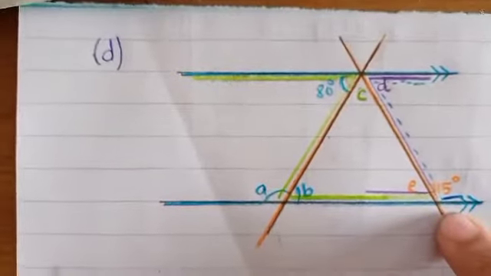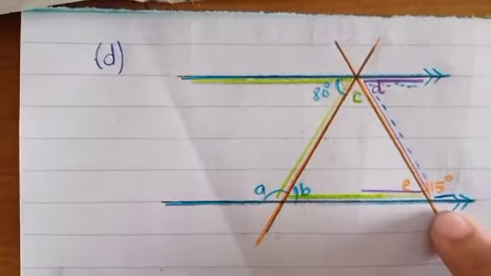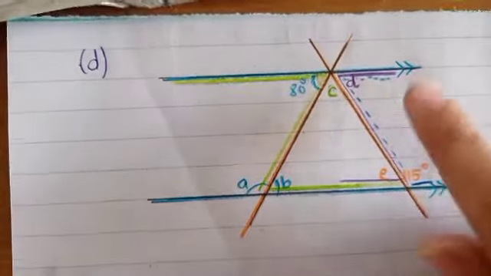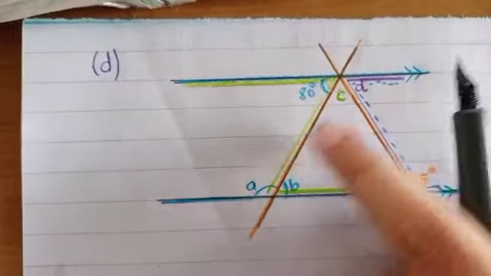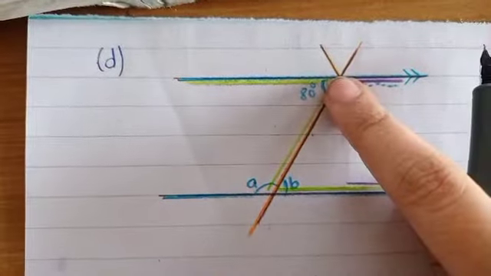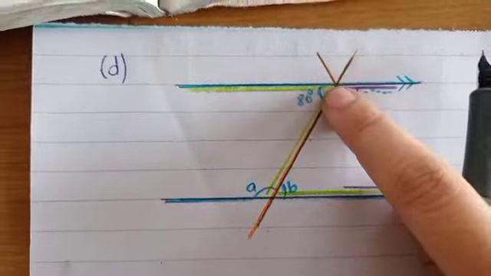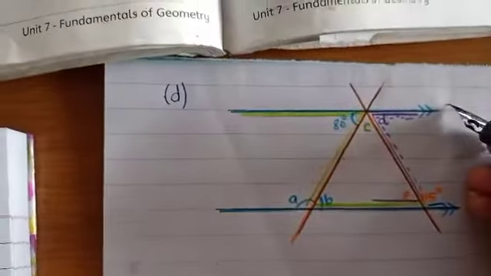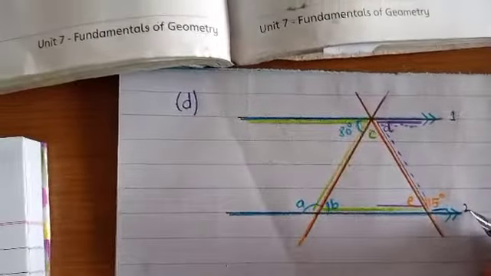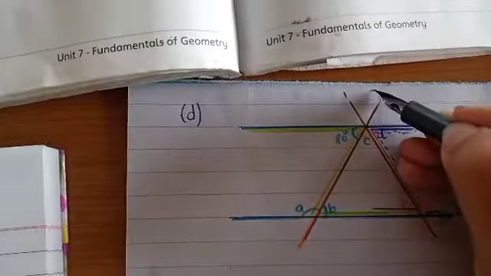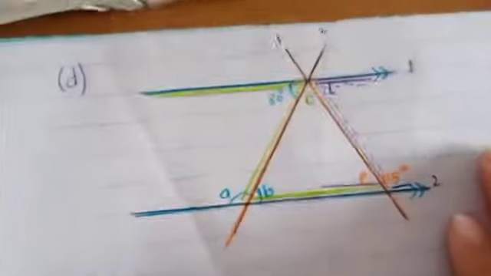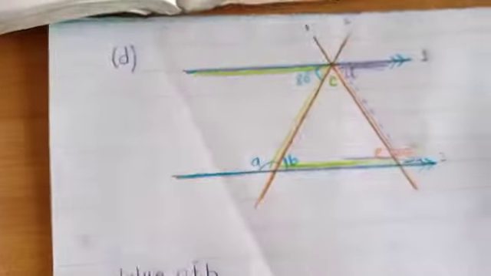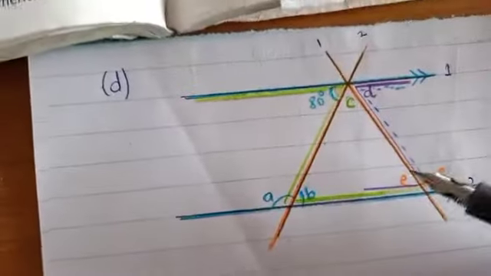You have to first identify where the parallel lines are. In this figure, you do not need to turn it over because I can simply see this is a parallel line and this is also a parallel line. And these two are the transversals which are bisecting each other at a point. Okay, so this is the first parallel line, this is the second parallel line, this is the first transversal, this is the second transversal. You do not need to highlight, I'm just highlighting it to explain it to you. Okay, you do not need to write 1, 2, 1, 2.